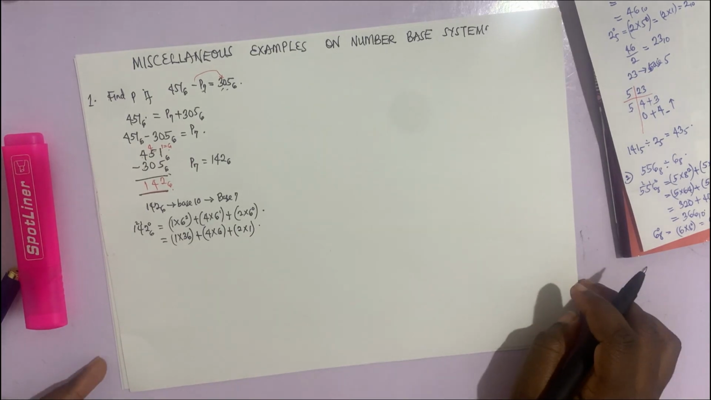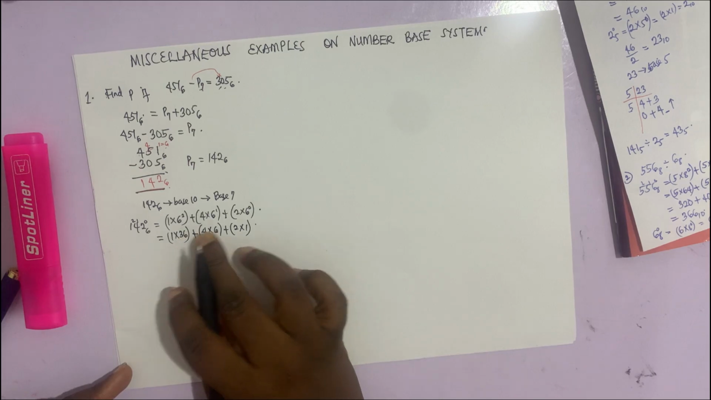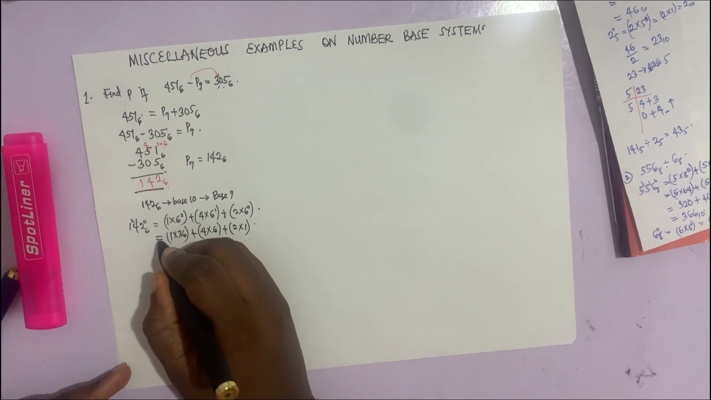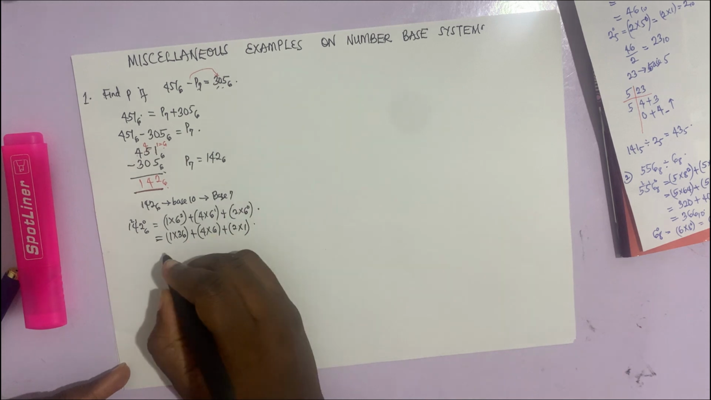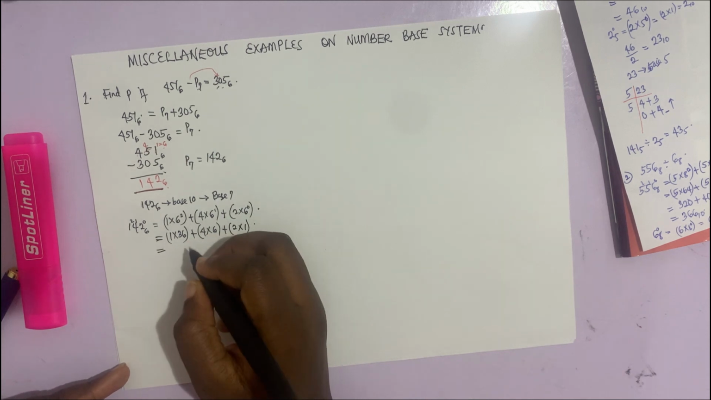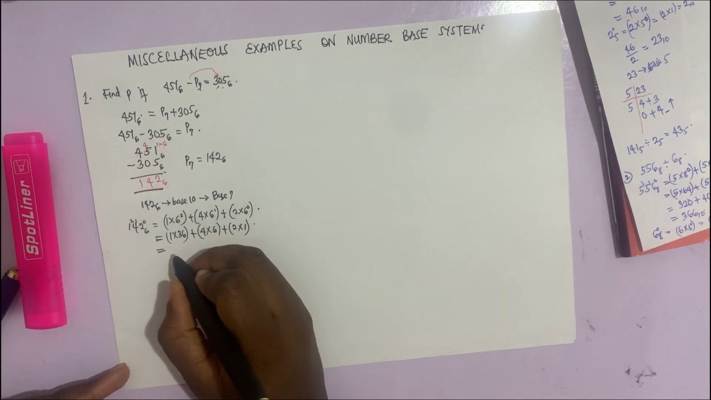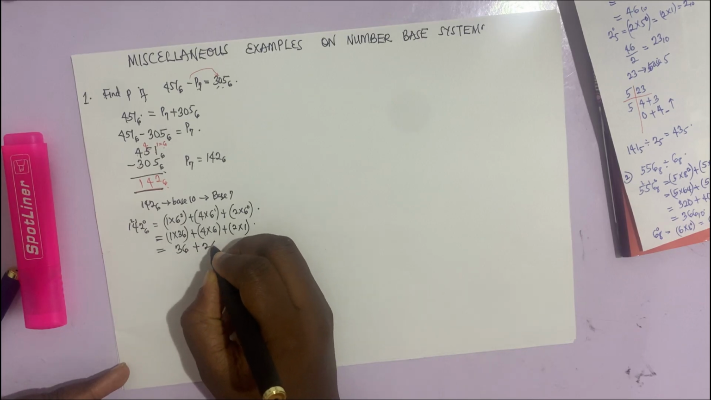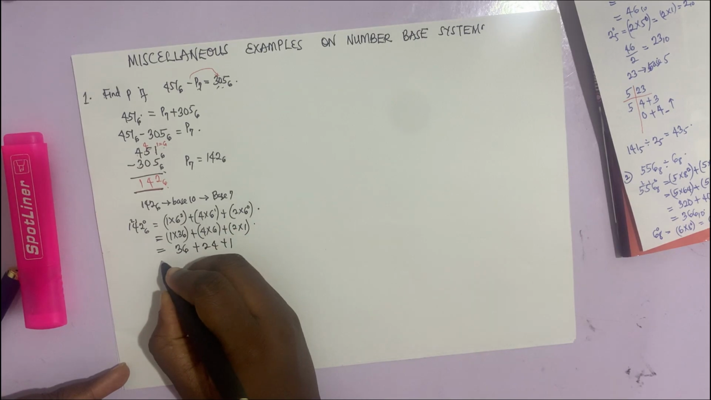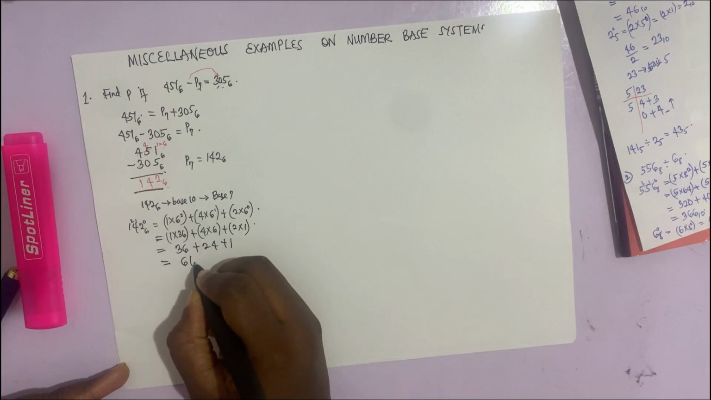Remember, if you do not understand these concepts, you can check my video on conversion of numbers from other bases to base 10. I've explained in detail. So this becomes 36 plus 24 plus 2. And that would give us 62 base 10.